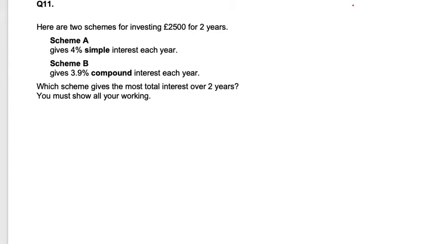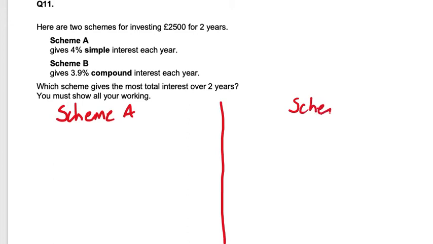Question 11. So there are 2 schemes. So what I'm going to do is draw a line down the middle. I like, when I'm presenting my answers, to show very clearly which scheme is which. So we've got scheme A and we've got scheme B. So we're going to start with scheme A.